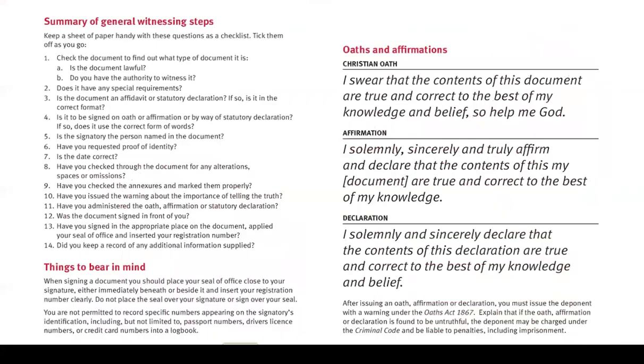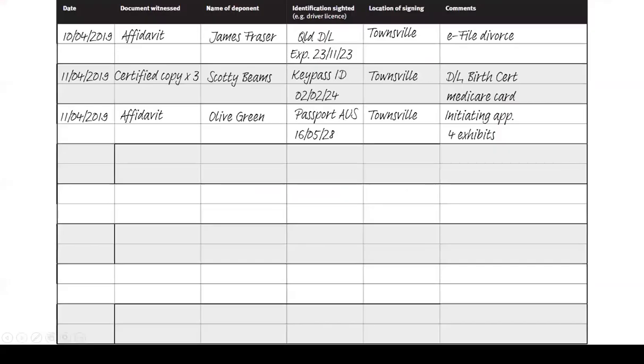Now, the reason I like this logbook is because not only does it have the summary of your general witnessing steps, it has your oath and affirmation wording. Okay, so you can actually ask your deponent to either swear or affirm using this information on the cover of your logbook. And remembering, when you are keeping records, please do not record personal identifying information. Okay, so no driver's license numbers, no passport numbers.